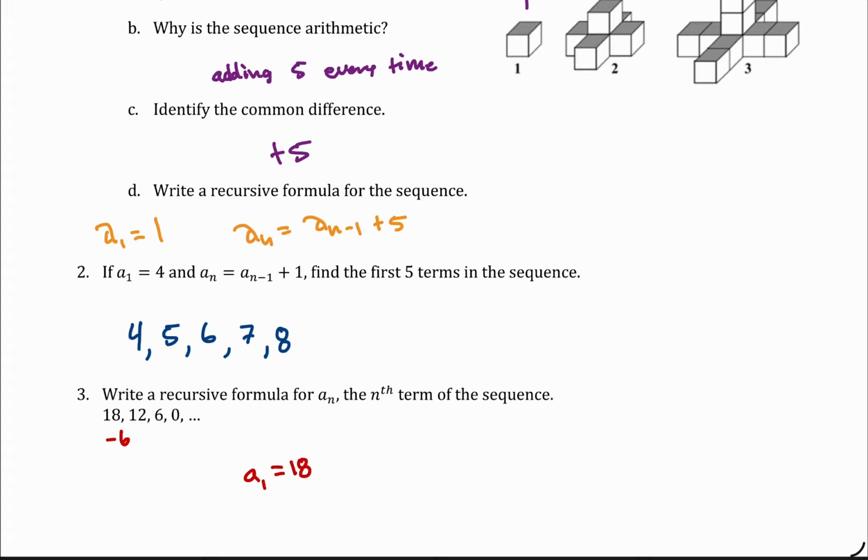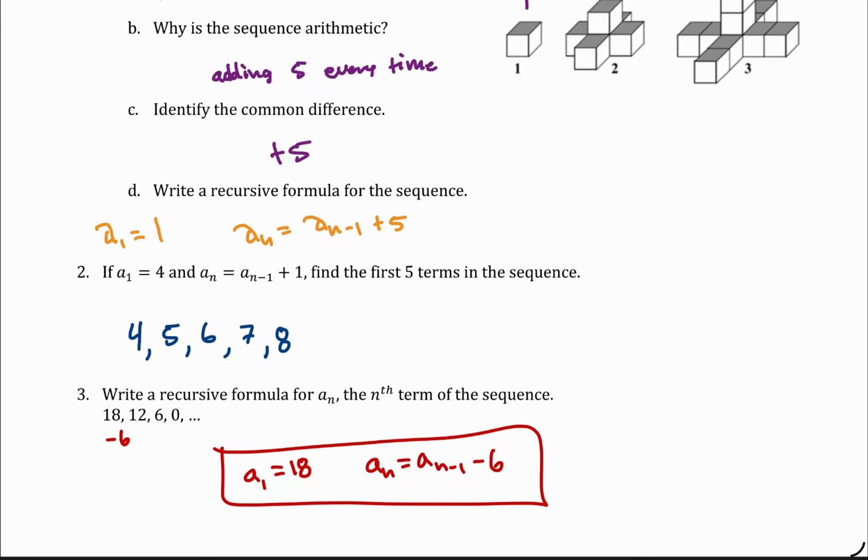And now I need to write my formula. If you don't like this weird looking A, I know I'm not very good at writing it. You can just use regular A's, by the way. So A sub n equals A sub n minus 1, and then my difference, minus 6. So that is the formula for that sequence.